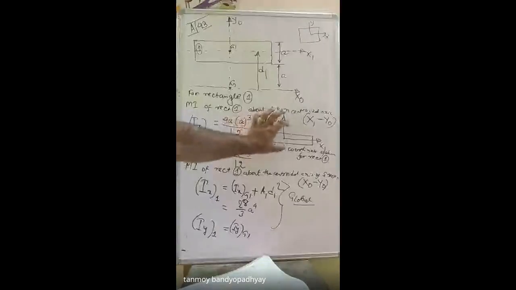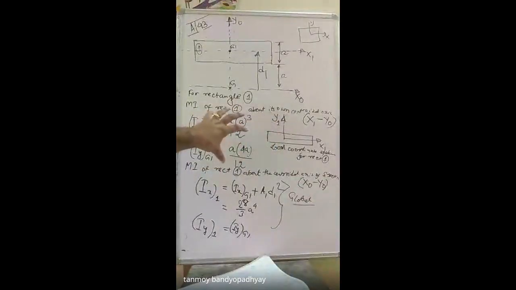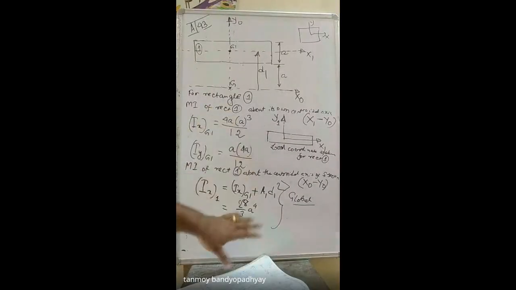So this is the basic value for this rectangle. This contribution cannot change. This is its value about the centroidal axis. Now I am switching this value to a different axis. So it will be IG1 plus this one only, not the other way around. So I hope that is the question you are asking.